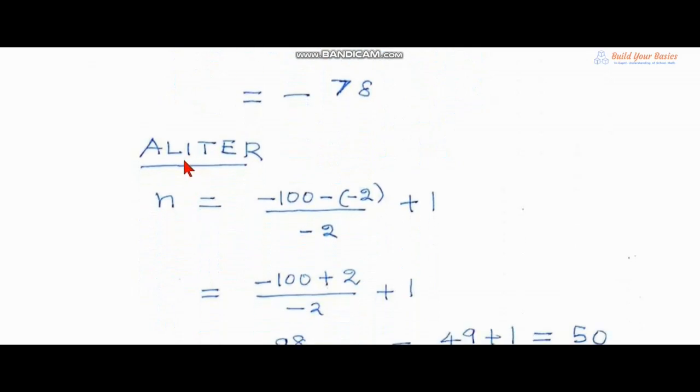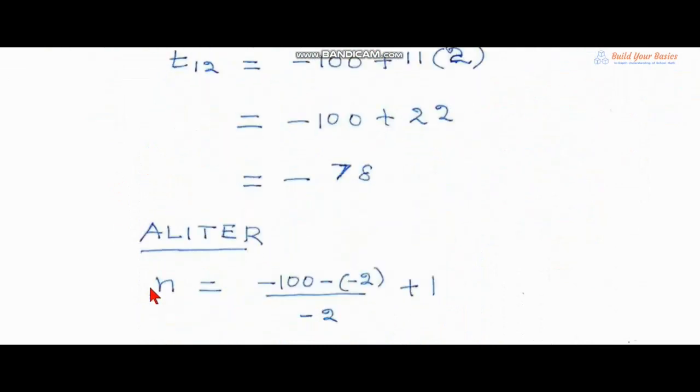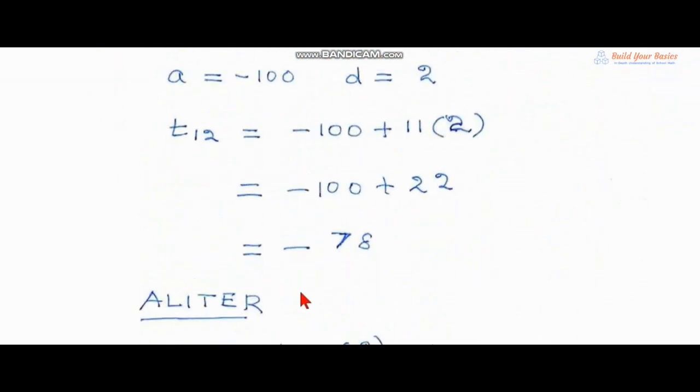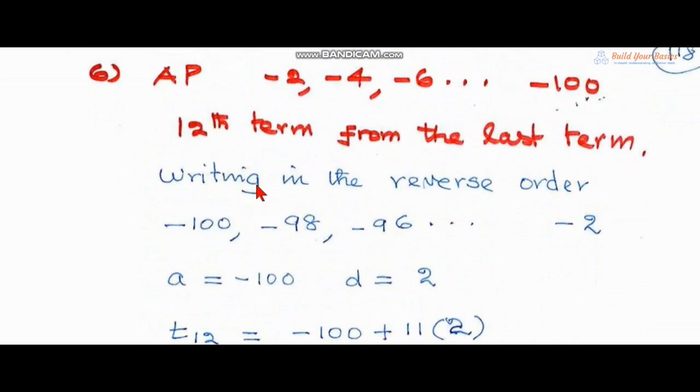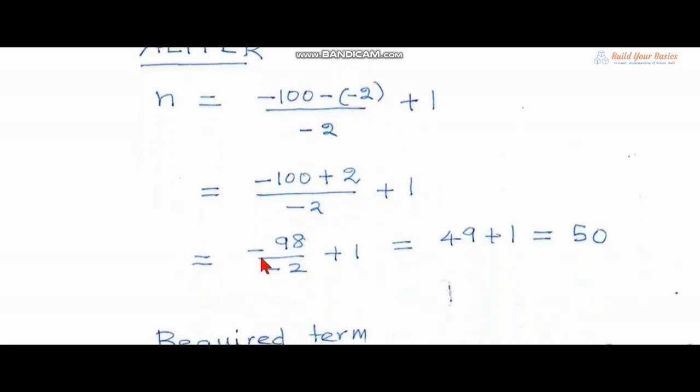This can also be done in a different way. Let us find the number of terms of the given series. N equal to last term minus first term divided by common difference plus 1. Last term is -100 minus first term is -2, whole divided by common difference is -2 for the given series, plus 1. So it is -100 plus 2 divided by -2, plus 1. That is -98 by -2 plus 1. That is 49 plus 1. That gives you 50. So there are 50 terms.